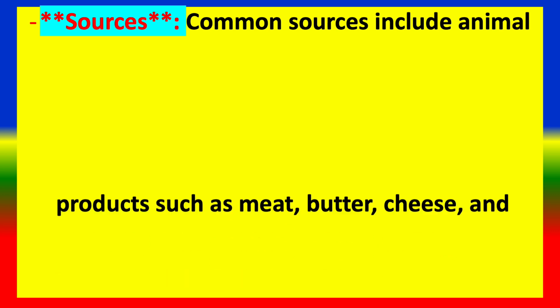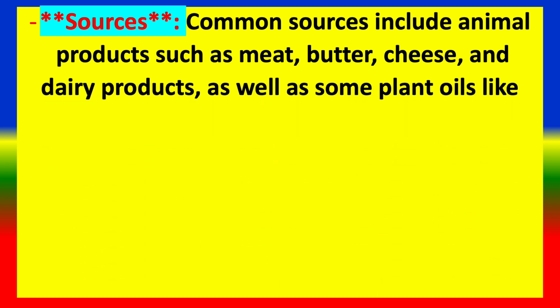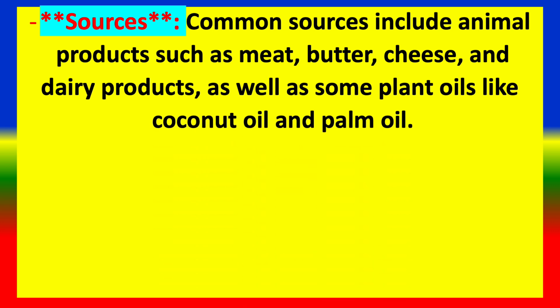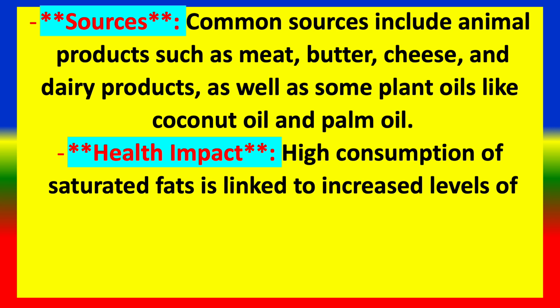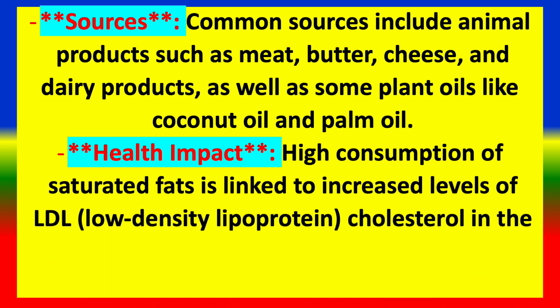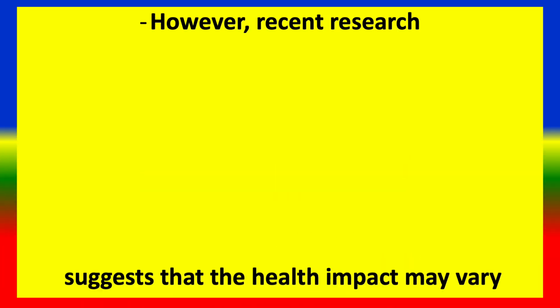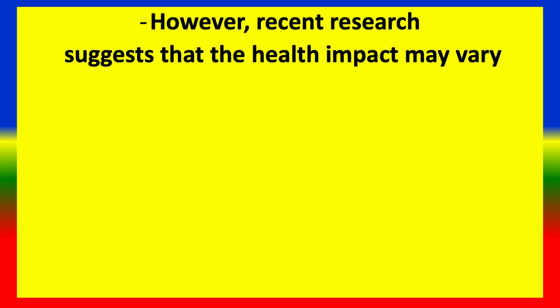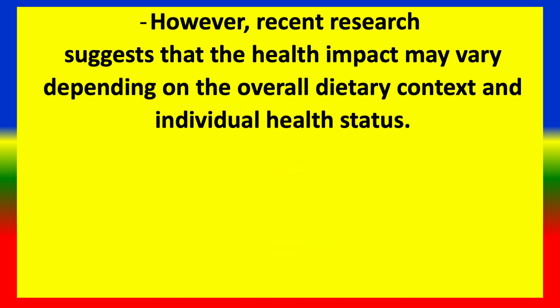Sources. Common sources include animal products such as meat, butter, cheese, and dairy products, as well as some plant oils like coconut oil and palm oil. Health impact. High consumption of saturated fats is linked to increased levels of LDL, low density lipoprotein, cholesterol in the blood, which can lead to a higher risk of heart disease and stroke. However, recent research suggests that the health impact may vary depending on the dietary context and individual health status.